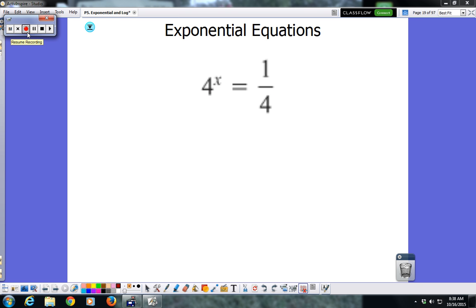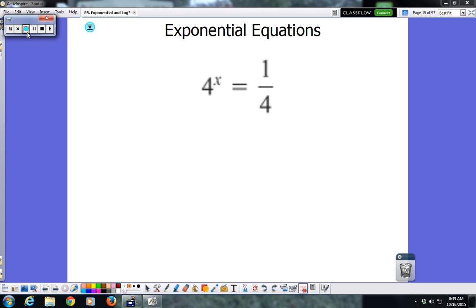Exponential equations, these are very ACT worthy. I could very well see some of these being on there. Just knowing how to manipulate these, and these are pretty basic that we're going to start with. 4 to some power is 1/4. From what we've already done, hopefully this is pretty easy now. You can plug and just try trial and error here.